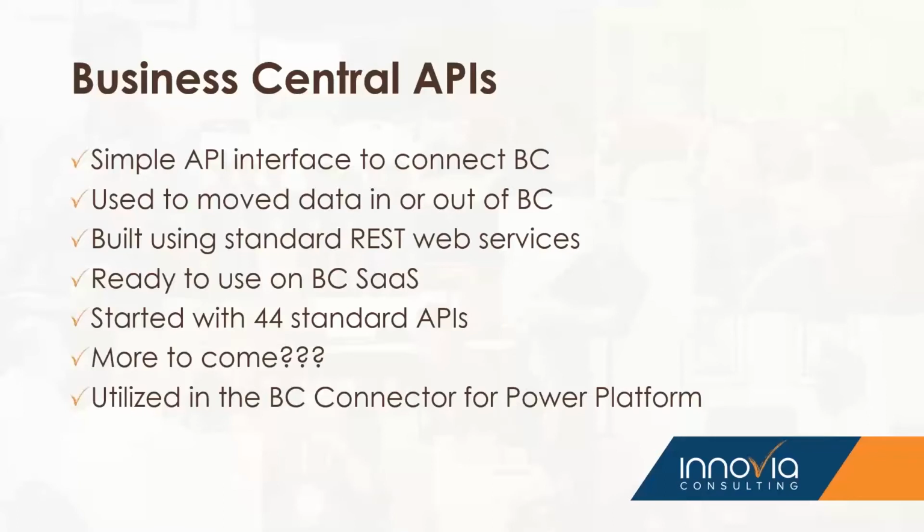When they first released these APIs, I believe they started with 44 standard APIs. What does that mean? Just think of it as a data set. Each individual API is just another data set, or just another table, if you will, in Nav. So when these standard APIs came out, you had customers, you had vendors, you had items, you had general ledger entries, or whatever it might be, standard tables.